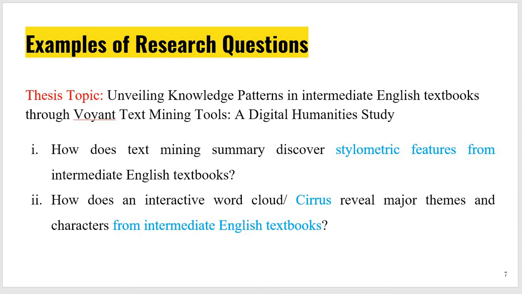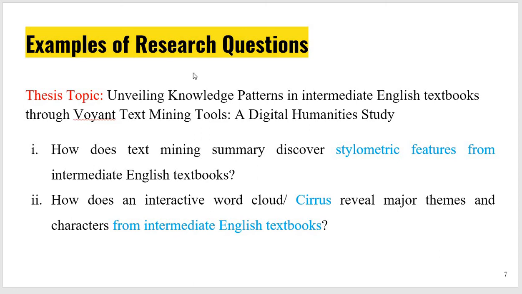Some examples of research questions. I'm giving you real examples. Different boards have approved these examples. They have been taken from my PhD dissertation. First of all, topic. Try to understand one very important and significant point.